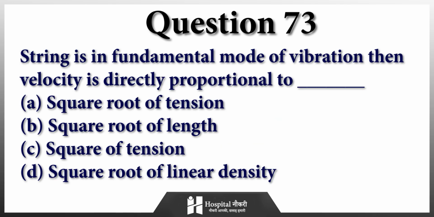Next question is, string is in fundamental mode of vibration, then velocity is directly proportional to A, square root of tension, B, square root of length, C, square of tension, D, square root of linear density. The correct option is A, square root of tension.